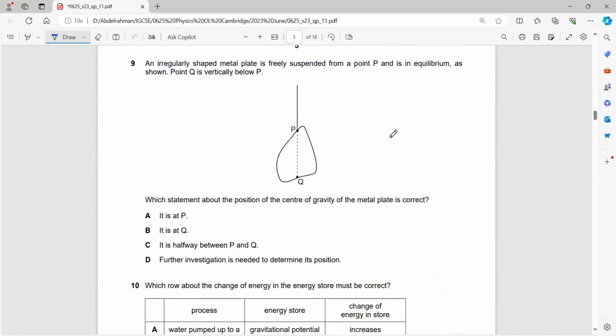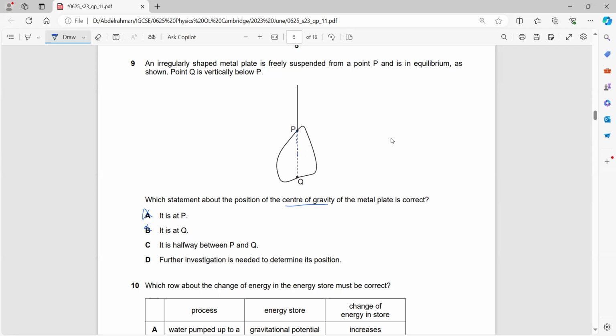An irregularly shaped metal plate is freely suspended from point P and it's in equilibrium, so it's not moving, no resultant forces. Point Q is vertically below point P. Which statement about the position of the center of gravity is correct? We know for a fact that the center of gravity should be directly below the point of suspension. So it's not at P and it's not at Q. It should be somewhere between P and Q.